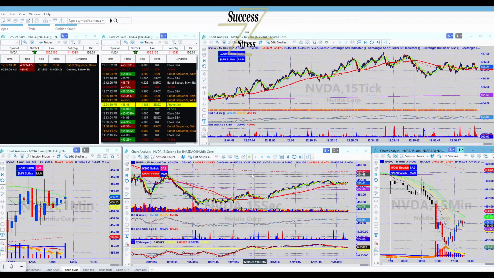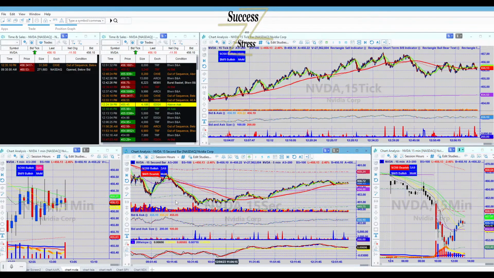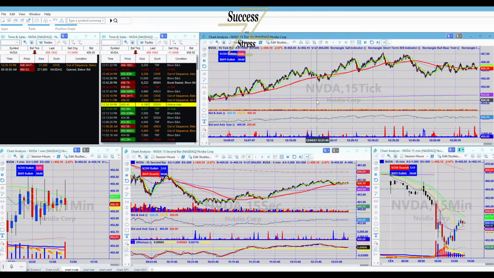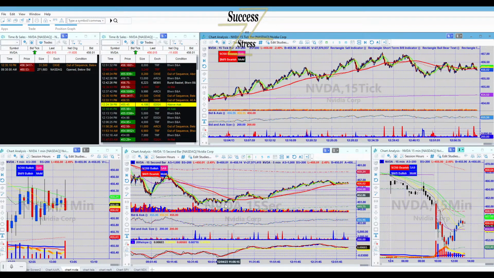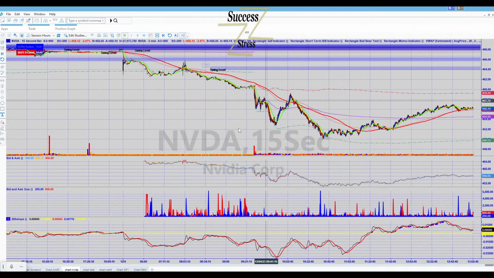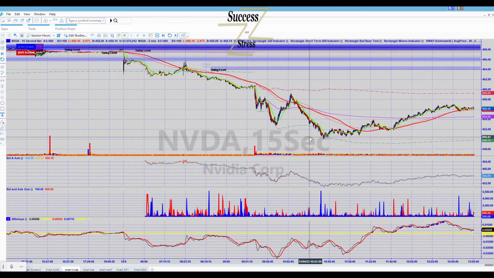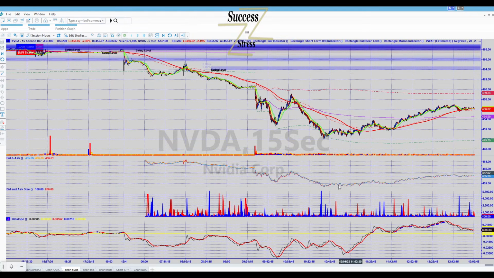Sorry about that. All right, so Nvidia. All right, so same thing. We're going up to the tick chart. Okay, so I do have it set up correctly here. So Nvidia on the 15-second time frame. We're just going to enlarge this and then see where.